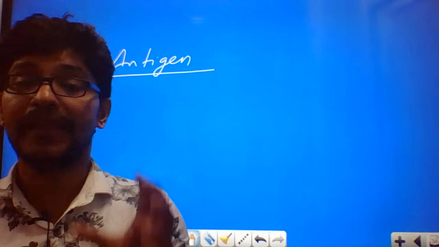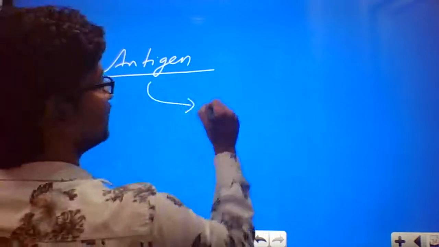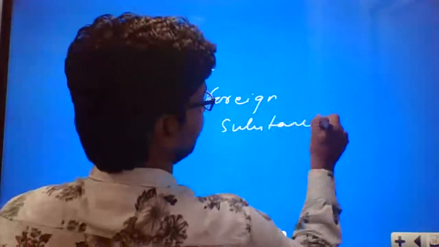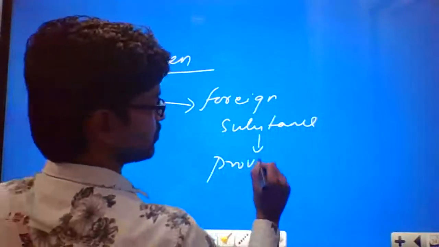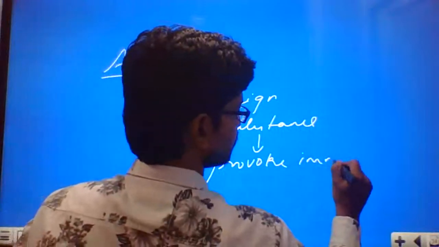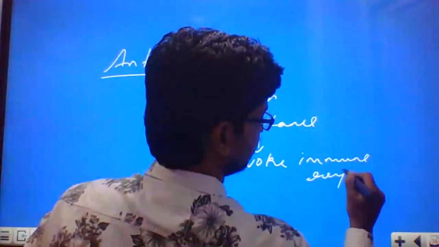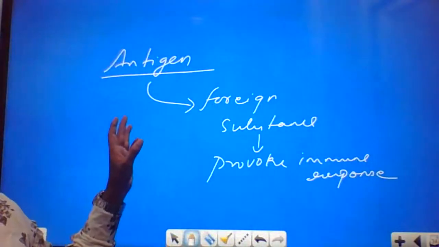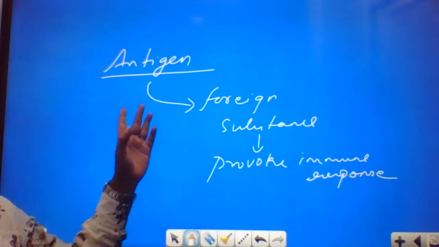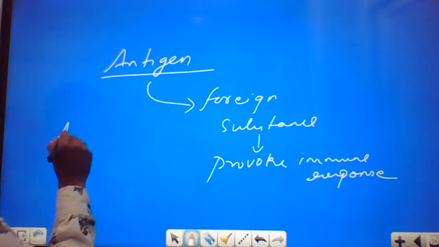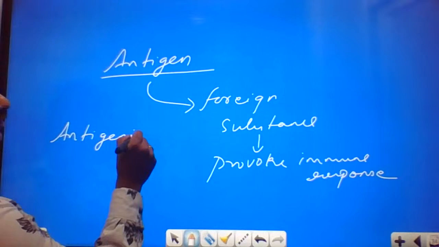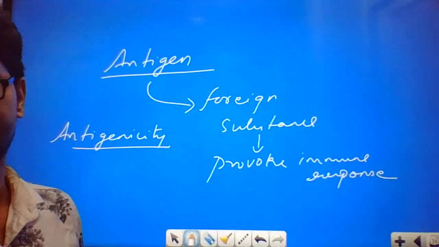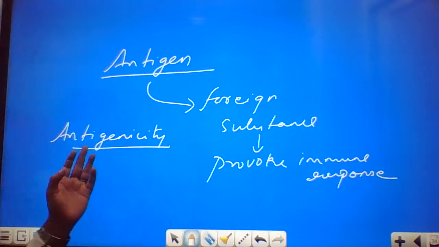Any foreign substance which provokes the immune response is called an antigen. These antigens are of two types: exogenous antigen and endogenous antigen. Here we use the word antigenicity. Antigenicity is for the antigen. What is the difference between antigenicity and immunogenicity?